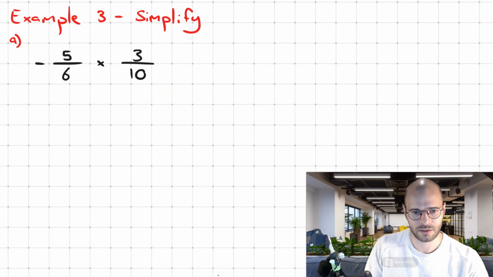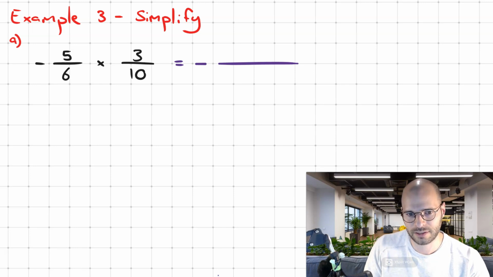To begin, I draw my equal sign and I'm going to move the negative all the way out to the left. I then draw an extended vinculum. My numerators are 5 and 3, so it's going to be 5 times 3. My denominators are 6 and 10, so it's going to be 6 times 10. Notice that I don't have any double ups between numerator and denominator, so there's nothing to cancel, or at least nothing obvious.